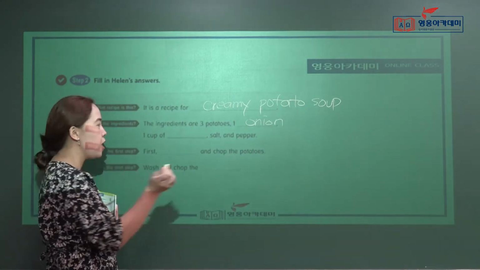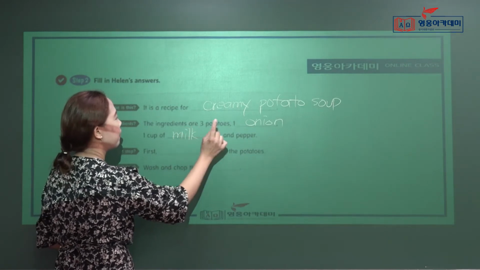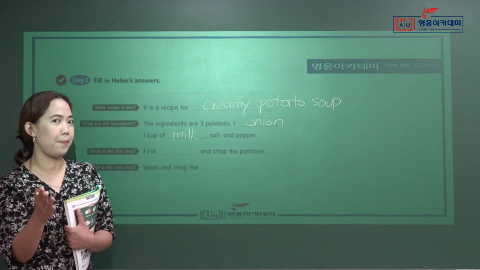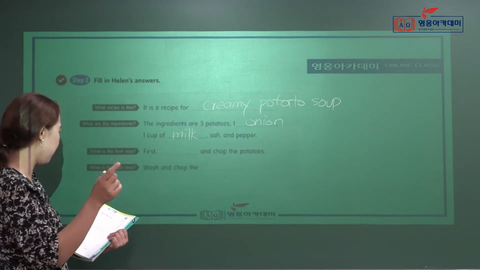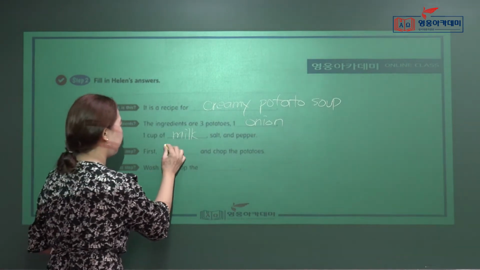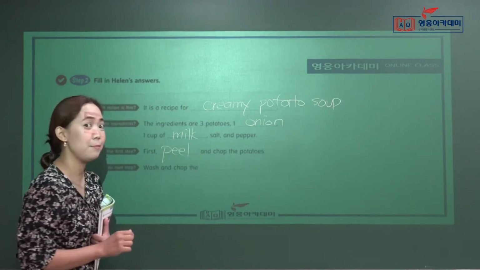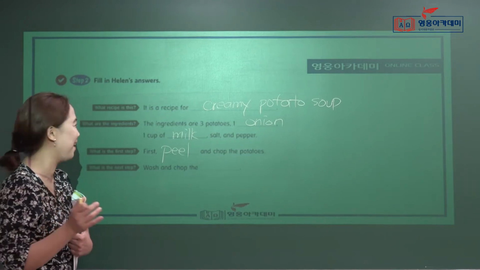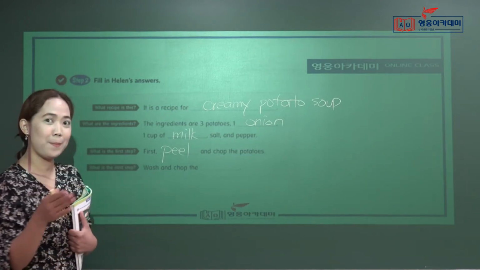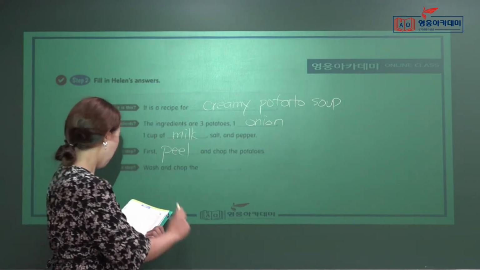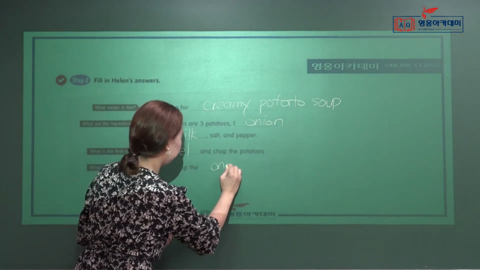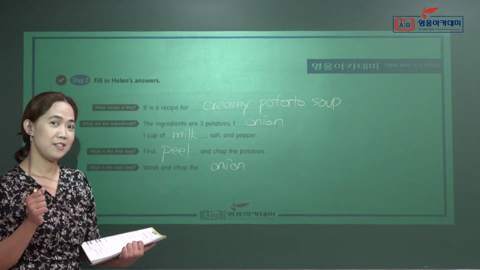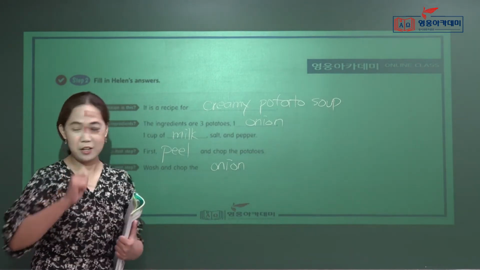1 cup of milk, and then salt and pepper, right. So what is the first step? First, right. Peel and chop. Here is peel. Peel and chop. Are you guys following me? I'm not too fast, right? Next, wash and chop the, what's the answer? Wash and chop the onion. Okay. You guys all correct? Okay, finish writing your answers.